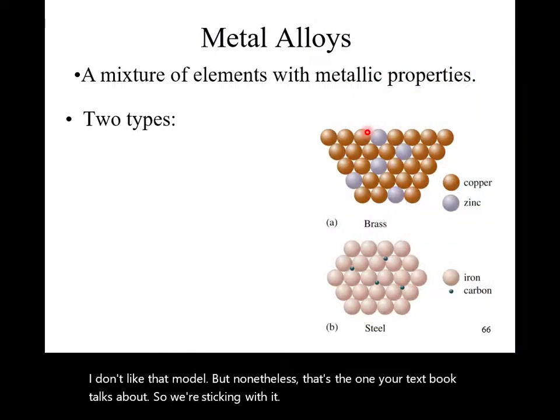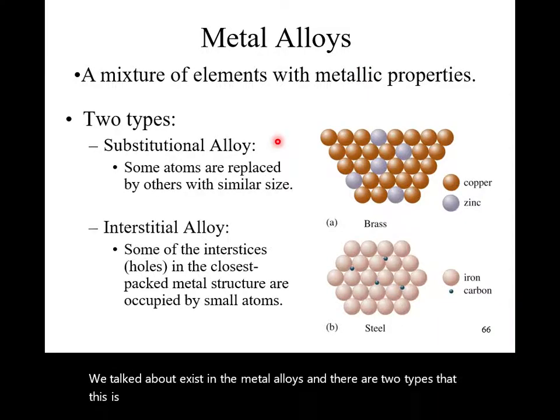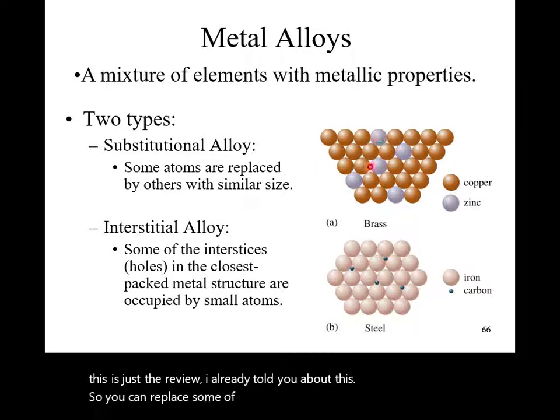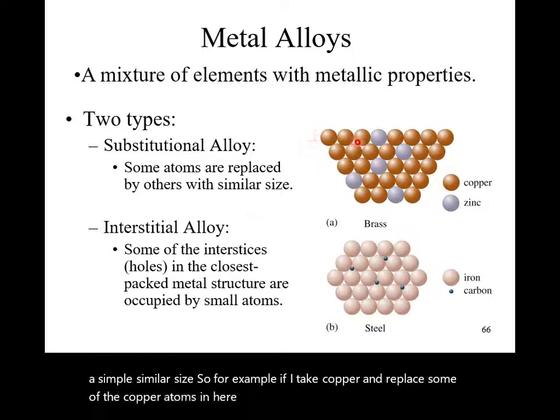And also, we talked about existing in metal alloys, and there are two types. This is just a review. I already told you about this. So you can replace some of the metallic elements here by another with a similar size. So for example, if I take copper and replace some of the copper atoms in here with zinc, we can come up with a brass alloy. This is known as substitutional alloy.